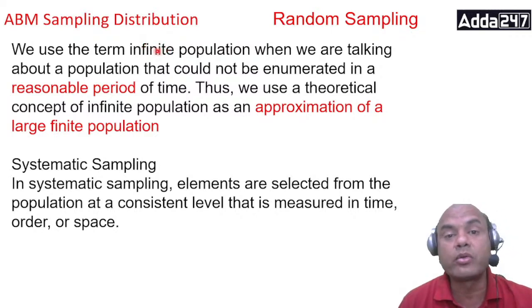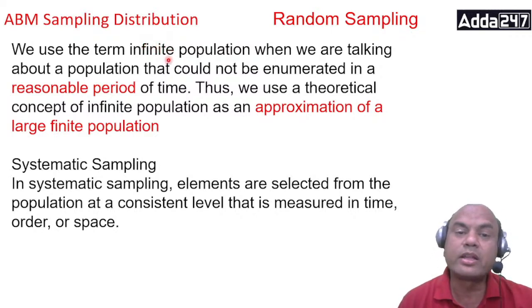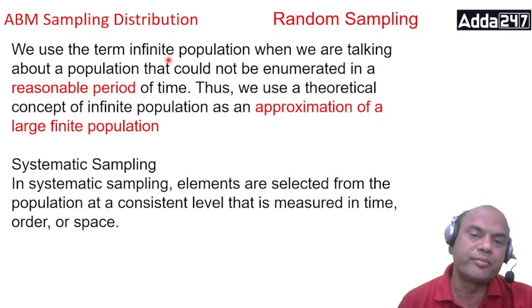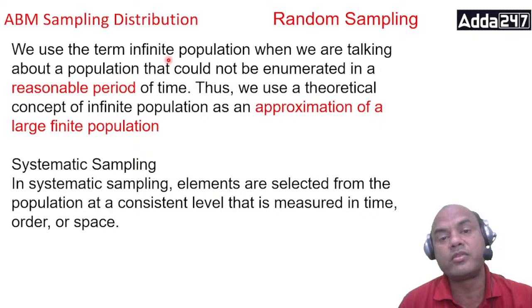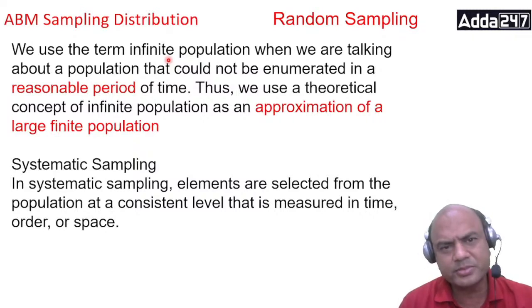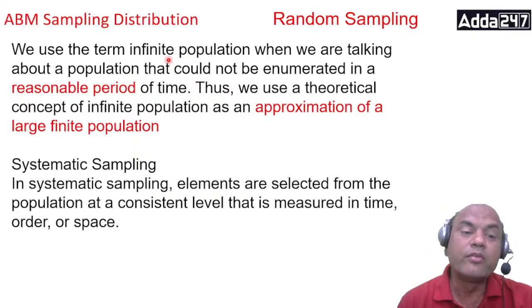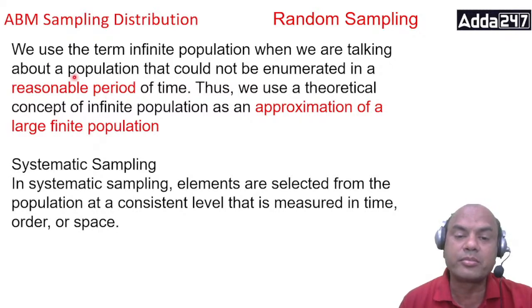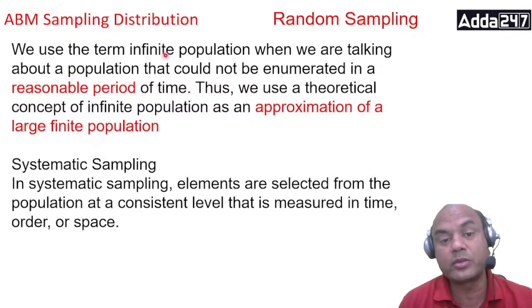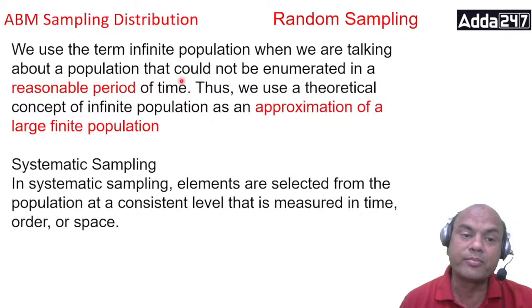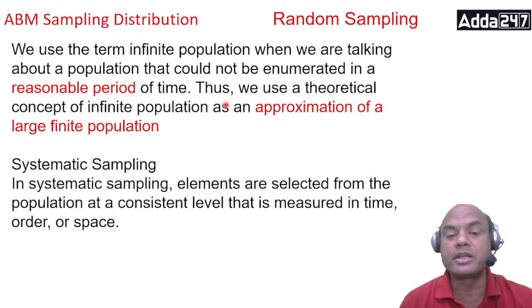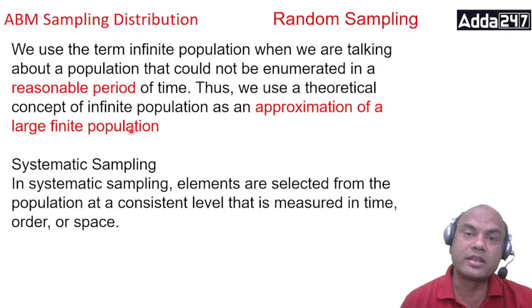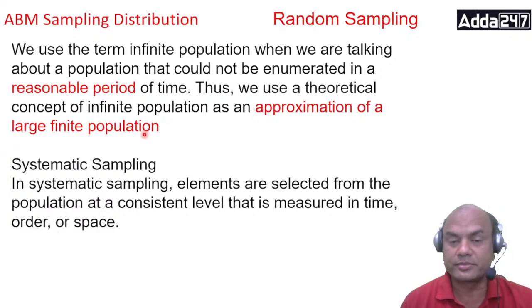What is the real meaning of infinite? Which cannot be counted. But if I say, tomorrow I'll tell you, go and count the entire population of the city wherever you live. Is it possible? That becomes infinite for you within a reasonable period of time. So it cannot be determined within a reasonable period of time, right? Thus, we use the theoretical concept of infinite population as an approximation of a large finite population. Got it?